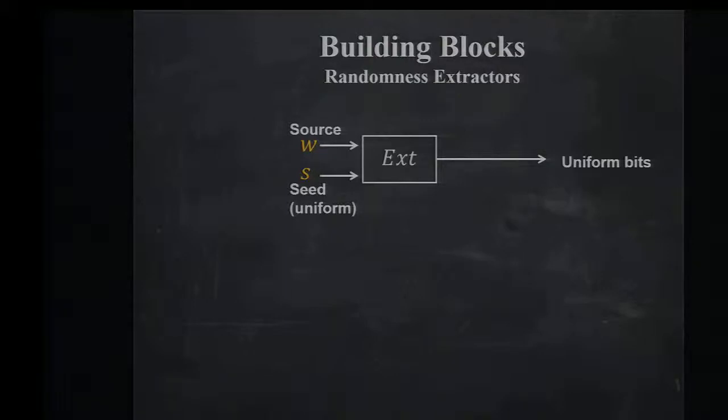So I'm allowed one sample from this distribution with entropy, and I'm allowed to pick a seed uniformly at random, and then my goal is to come up with something that looks uniform. In reality, it will look close to uniform, and we'll use a notion of statistical distance for this, but let's ignore all that.